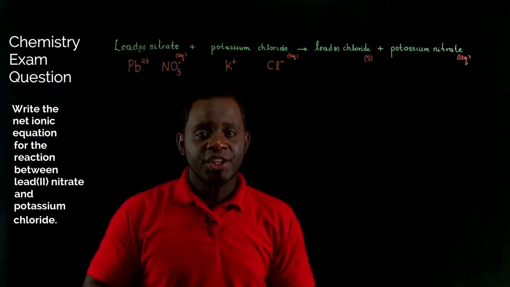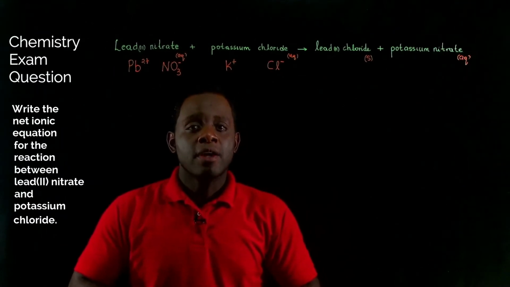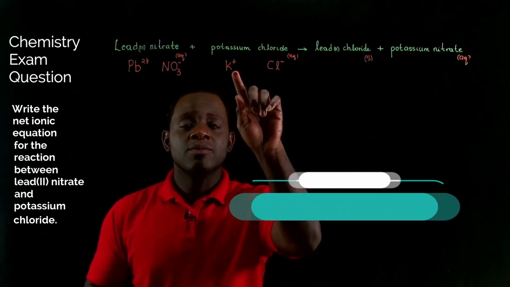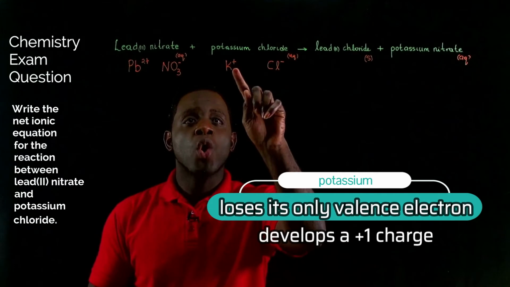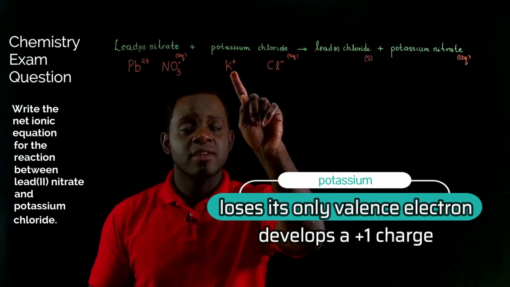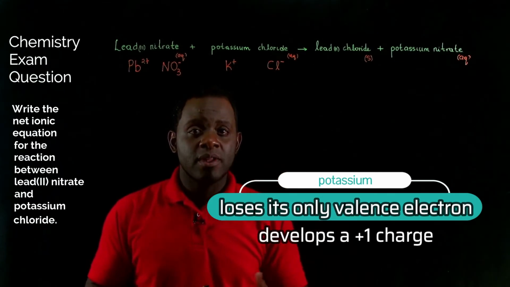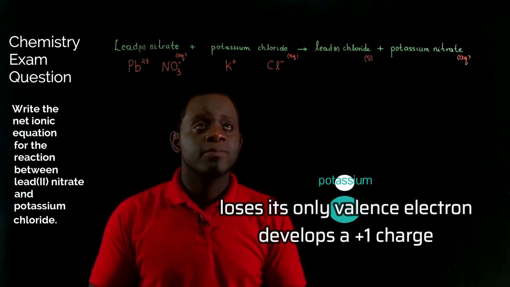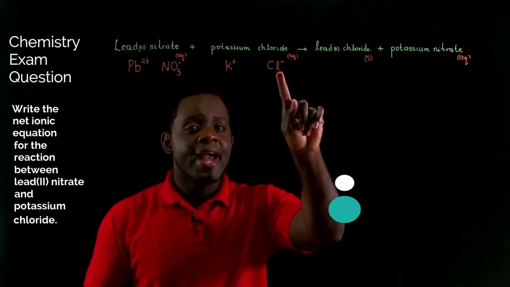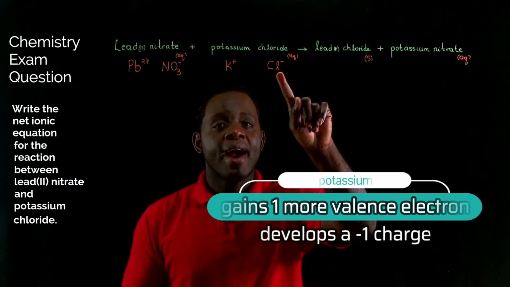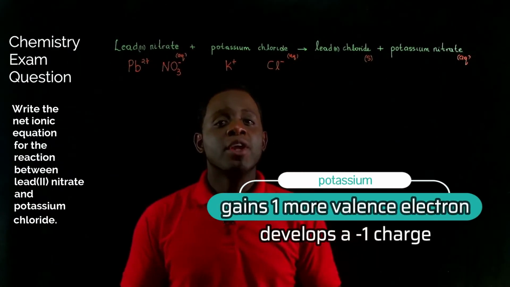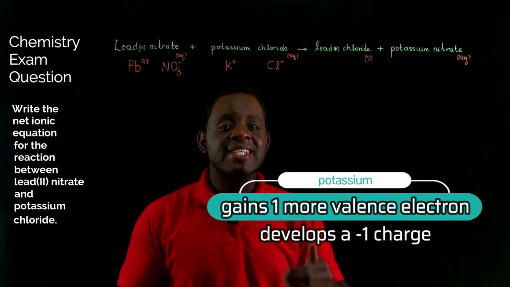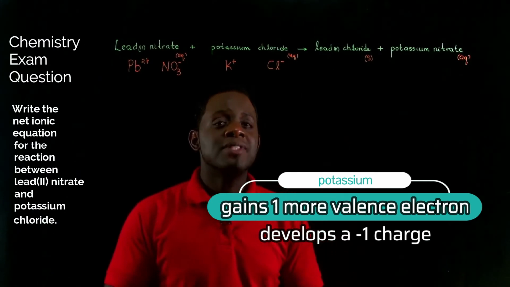Potassium has a charge of +1 because these atoms will lose their only valence electron to become stable, thereby obtaining a charge of +1. And the chloride ions will have a negative charge because they would have gained a single electron to obtain stability.